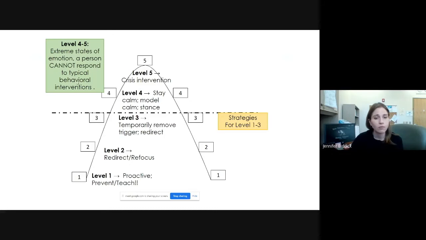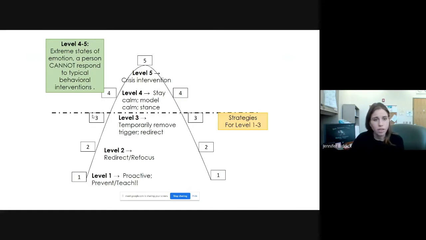When we're getting up to level 3, this might be that defensive level. So maybe here our learner is starting to yell. Maybe they're starting to engage in some refusal. So I might have to temporarily remove the trigger and redirect. We're going to talk a little bit more about that in some of our future slides. But now you see here, here's this line. Here's that precipice that I talked about before.